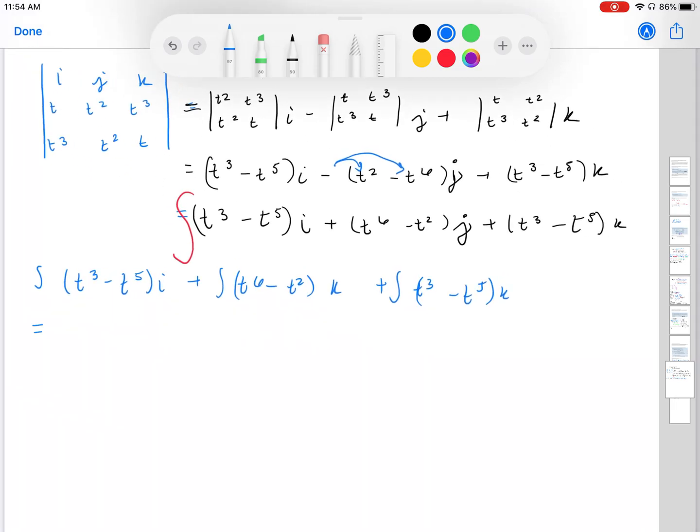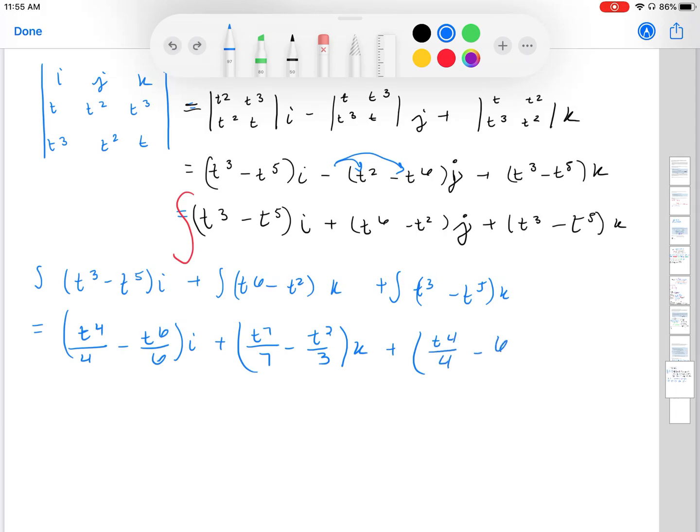And for our answer, we get (t to the 4th power over 4 minus t to the 6th power over 6) i plus (t to the 7th power over 7 minus t cubed over 3) j plus (t to the 4th power over 4 minus t to the 6th power over 6) k plus C.